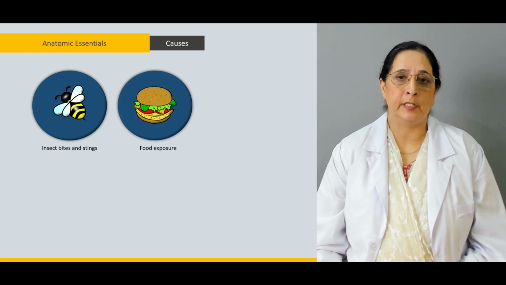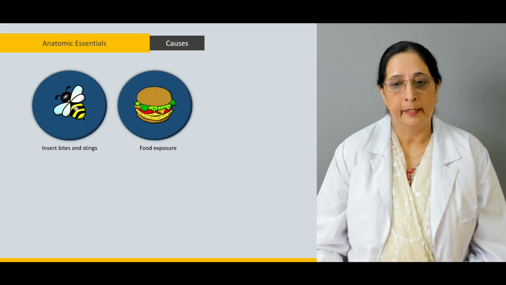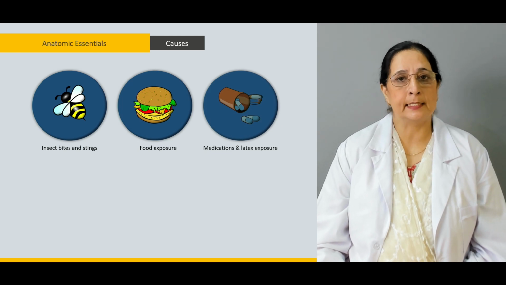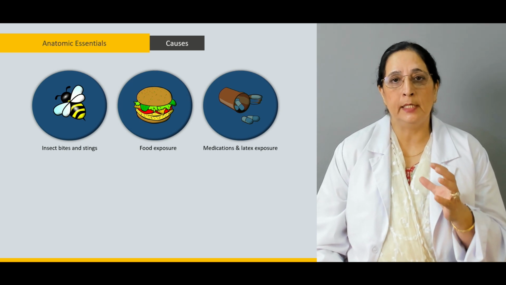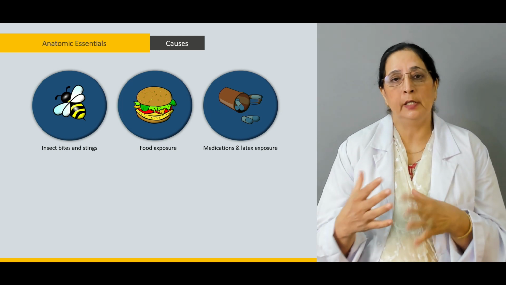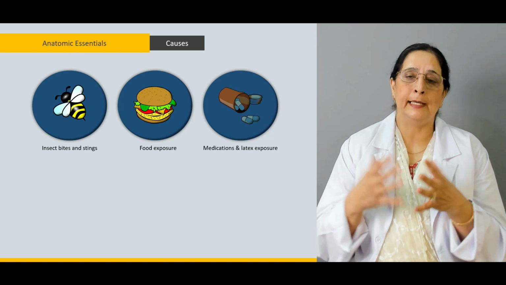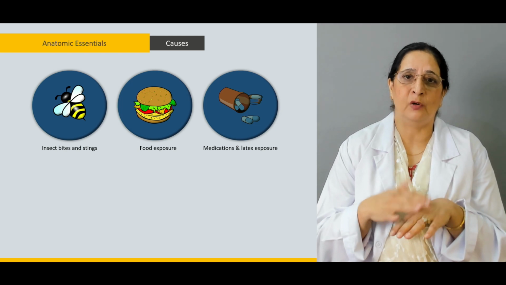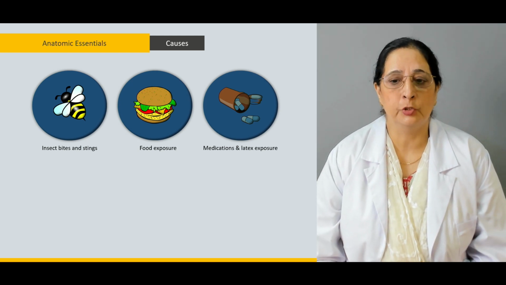Next, food exposures. Different foods can also initiate the anaphylactic reaction. Medications and latex exposure. Some people are allergic to latex and they cannot put on latex gloves. They have an alternative available in the form of non-latex gloves. When they wear the latex glove, they have itching on the hands and they have rash. That tells them that they are allergic to latex.